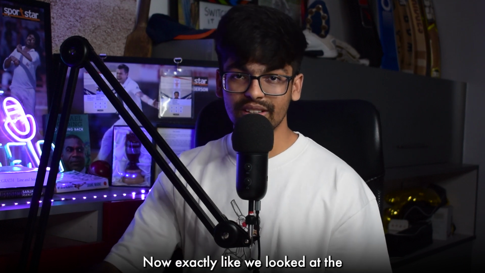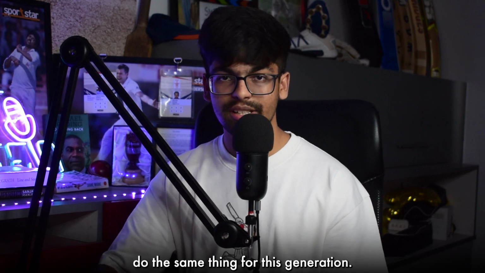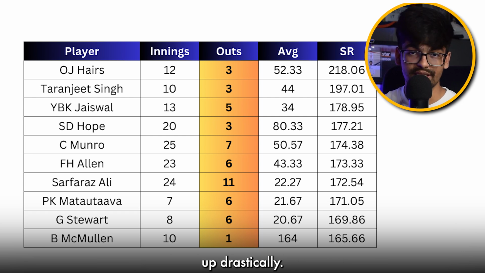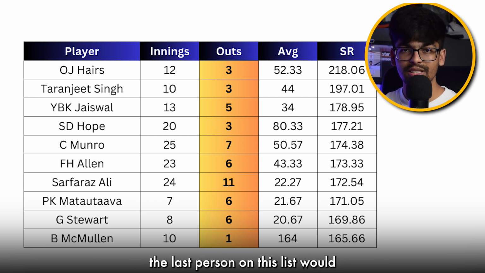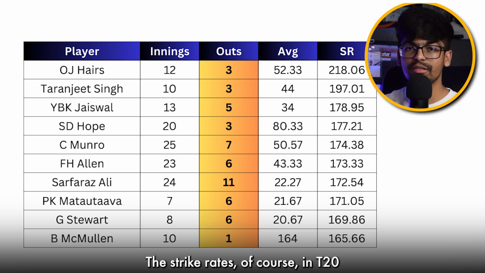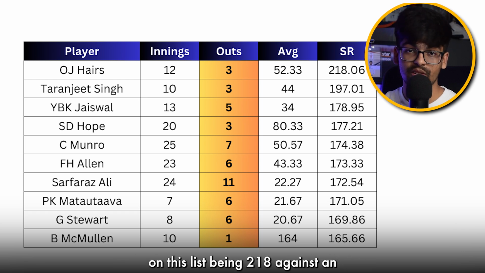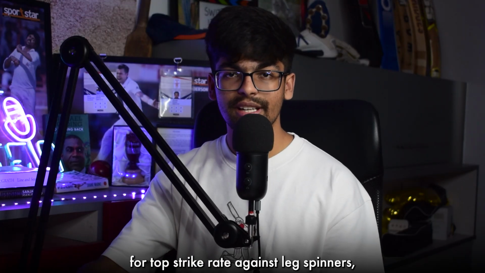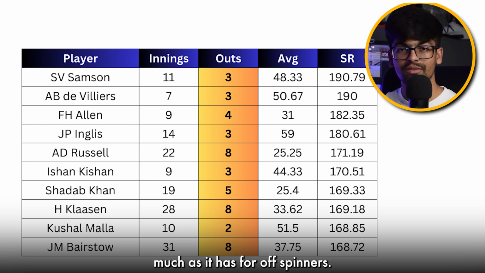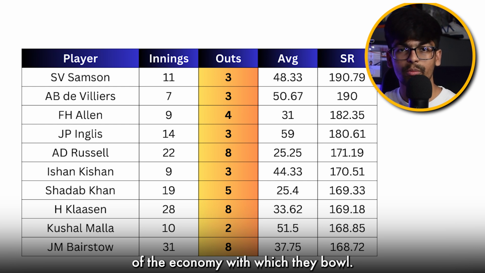Now, exactly like we looked at the top strike rates of batters against off spinners as well as leg spinners, we'll do the same thing for this generation. Firstly, pulling up the off spinning numbers, you'll see that the strike rates have gone up drastically. In fact, it's almost a case where the last person on this list would have been the first person in the 2005 to 15 era. The strike rates, of course, in T20 cricket have gone up drastically, the highest on this list being 218 against an off spinner. And if you pull up the list for top strike rate against leg spinners, you'll see that this number too has gone up a lot, but not as much as it has for off spinners, and still we can say that leg spinners are the better bowlers in terms of the economy with which they bowl.